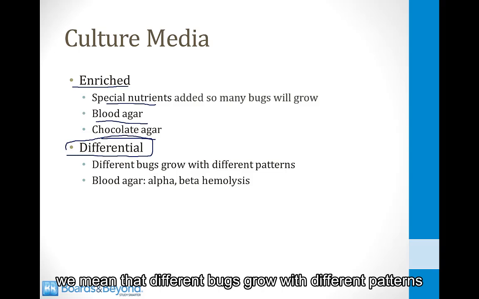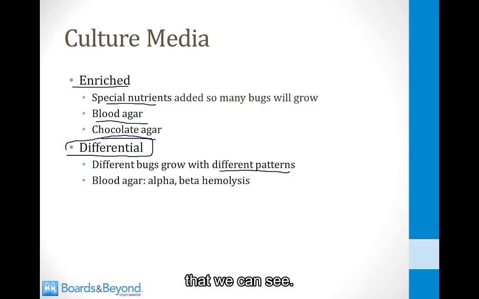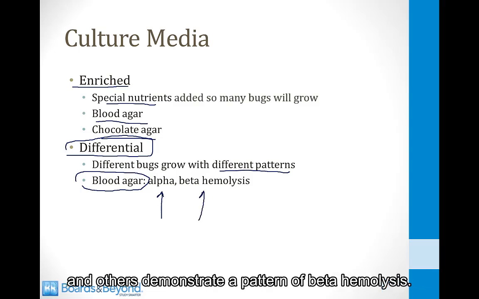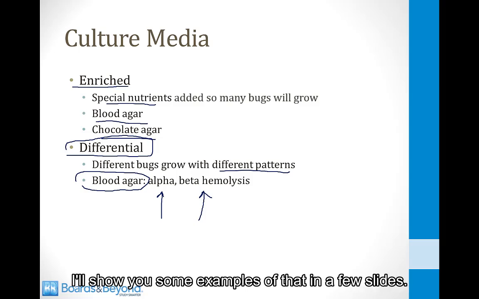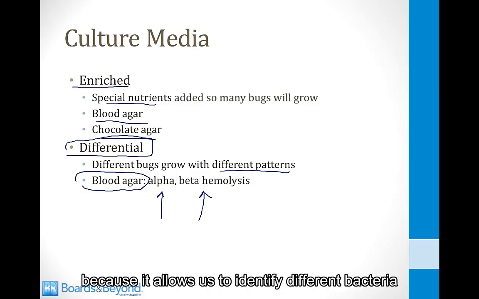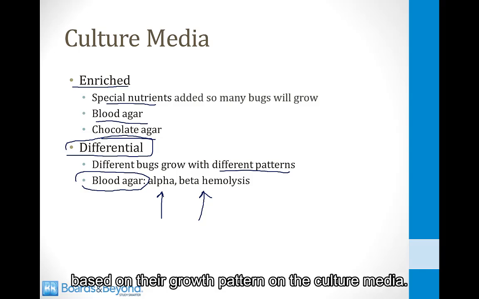And then sometimes we call culture media differential, and when we say it's differential, we mean that different bugs grow with different patterns that we can see. So the best example of this is blood agar. Some bacteria demonstrate a pattern of alpha hemolysis, and others demonstrate a pattern of beta hemolysis. I'll show you some examples of that in a few slides, but the point here is that blood agar is a differential medium because it allows us to identify different bacteria based on their growth pattern on the culture media.